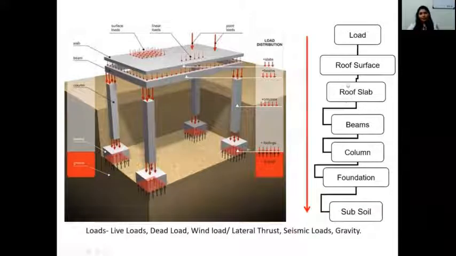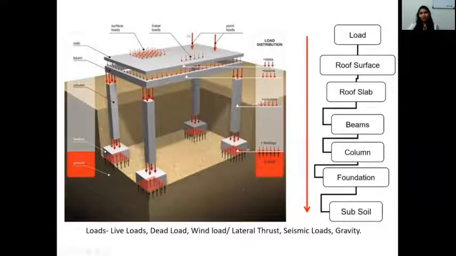Slab will exert or transfer that load to beams. ये beam grid जो हम देख रहे हैं इस पे डालेगा. Beams are supported on columns, so naturally that load will be transferred to columns. Columns are resting on the footing base or foundation base. Then this column transfers that load to the foundation, which eventually gets transferred to the subsoil, which is below the foundation. Okay, so this is a simple downward flow of load.